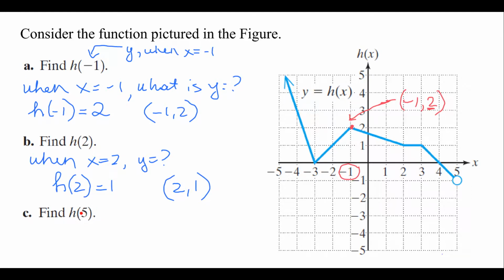The last bit is asking us for h of 5. Again, when x is 5, what is y? So here is my x equals 5. Oh, but then if we're looking for a point on the graph that belongs to x equals 5, well, there's an open empty circle here, meaning we don't have a graph at x equals 5, meaning my function is undefined at that x. So for x equals 5, I don't have a function at all. So h of 5 is actually undefined.